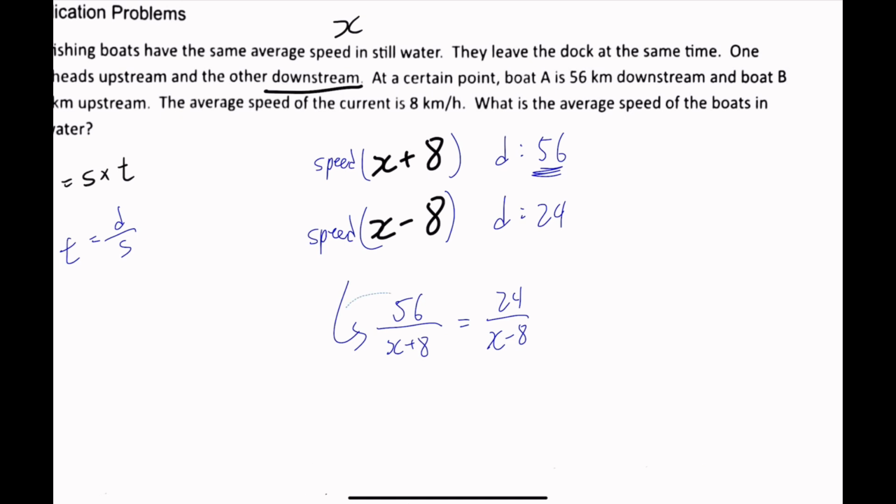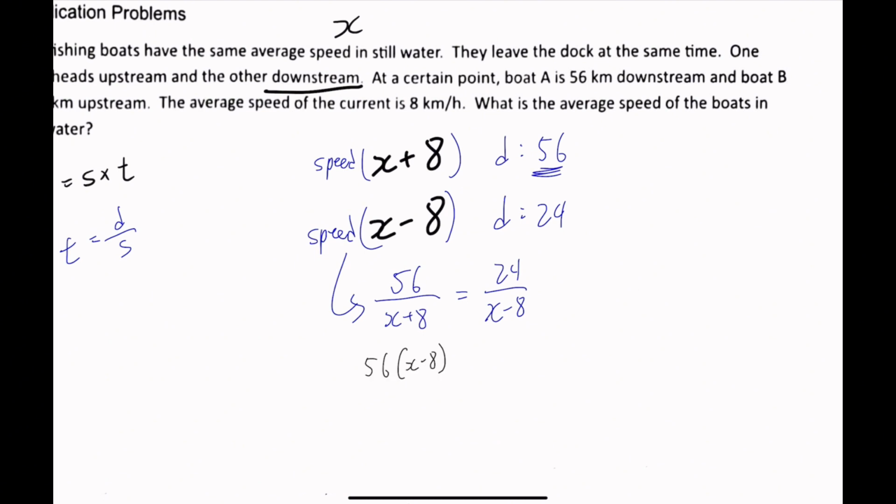Okay, so basically what we want to do is cross multiply, and then we're done, right? 56, let's do this in black. 56 times x minus 8 is going to be equal to 24 times x plus 8, right? And then we can divide by 8 on each side, so 7 times x minus 8 equals 3 times x plus 8.